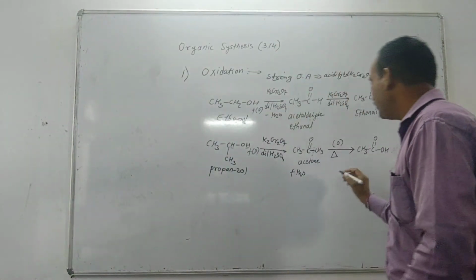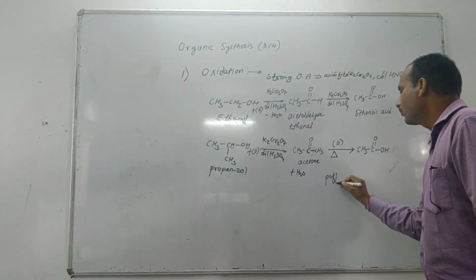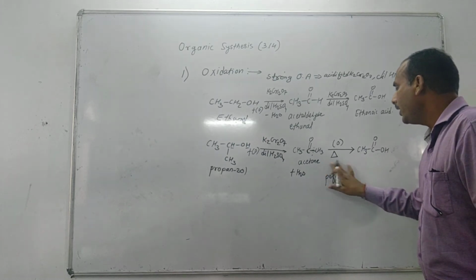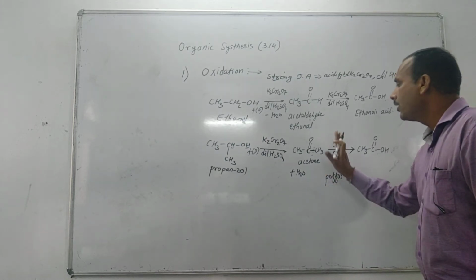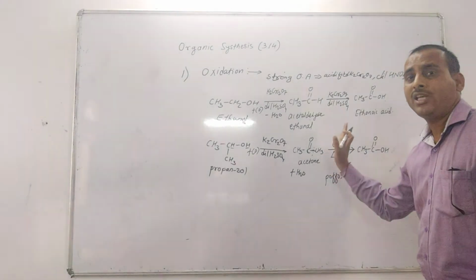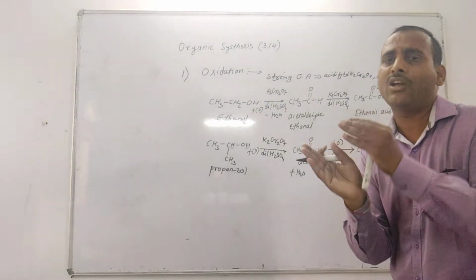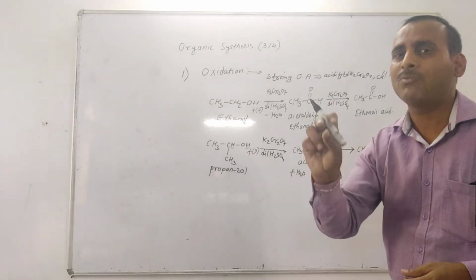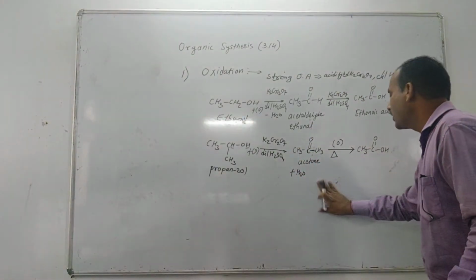If there is a large chain, then according to Popoff's rule, there is a breaking of the carbon-carbon bond in which the carbonyl group remains with the small alkyl group.